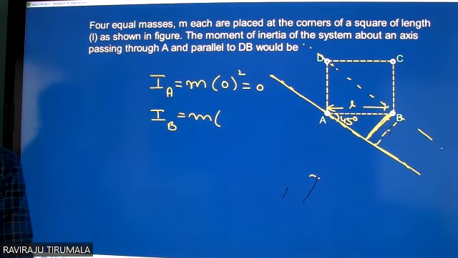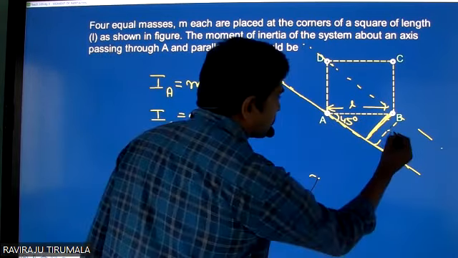What is the formula for sin theta? Opposite side by hypotenuse. Opposite side equal to sin 45 into hypotenuse. Hypotenuse length is L only, na? L sin 45. This will be how much?